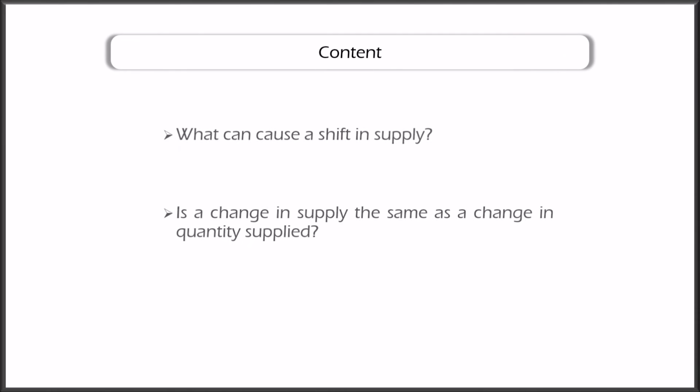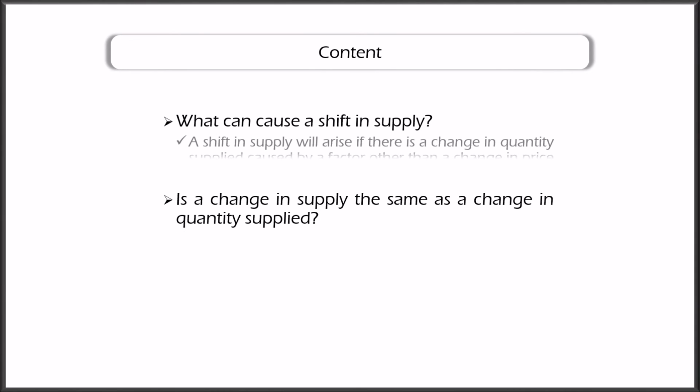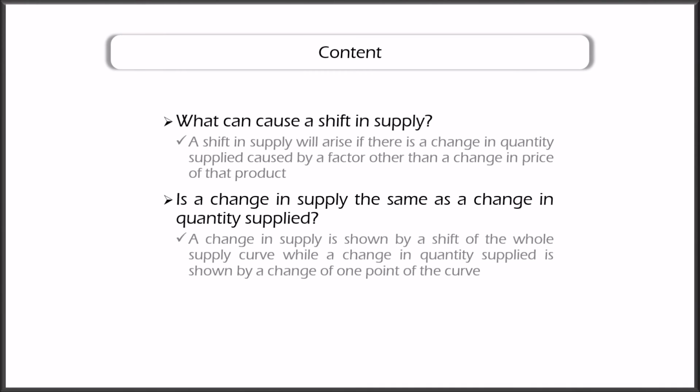To conclude, let's review the questions that this class set out to answer. In this class, we saw that a shift in supply will arise if there is a change in quantity supplied caused by a factor other than a change in price of that product. A change in supply is shown by a shift of the whole supply curve, while a change in quantity supplied is shown by a change of one point of the curve.